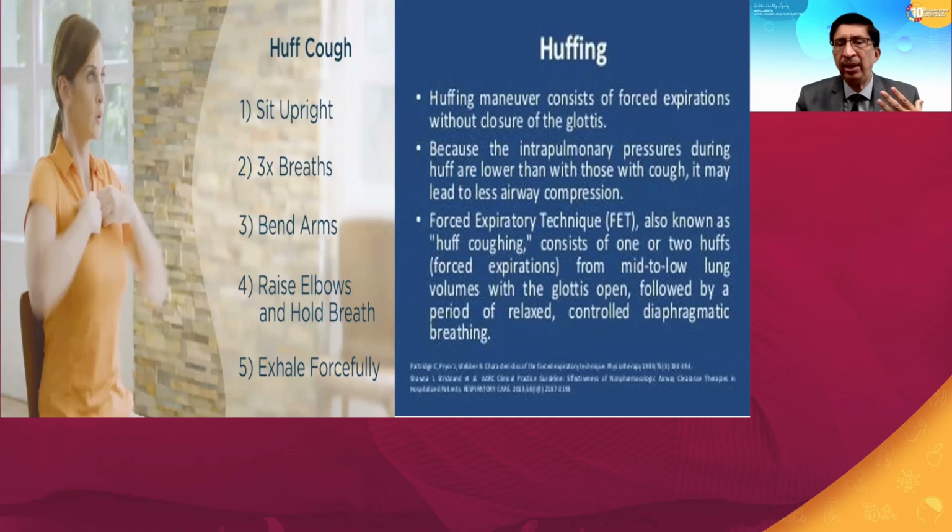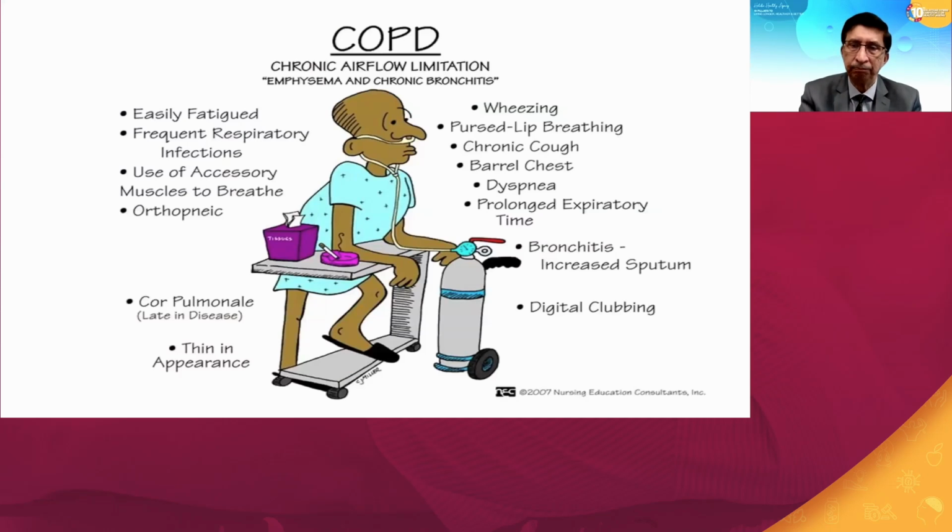And to expel the sputum in many people with chronic bronchitis, there is the huffing cough technique: upright, 3 deep breaths, bending the arms, raising the elbows, holding the breath, and using a forced expiratory technique, which is called huff coughing, consisting of maybe 1 or 2 coughs at a mid-lung volume. The glottis is open, and you exhale forcefully and clear the phlegm. So these are some of the important techniques that are put into place.